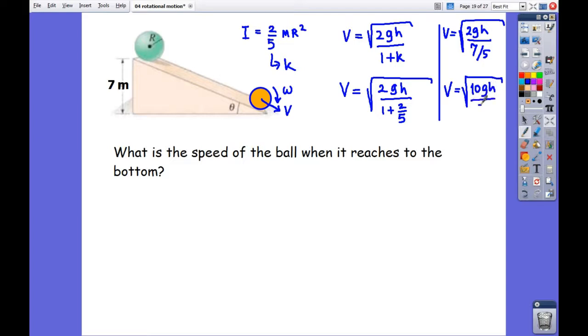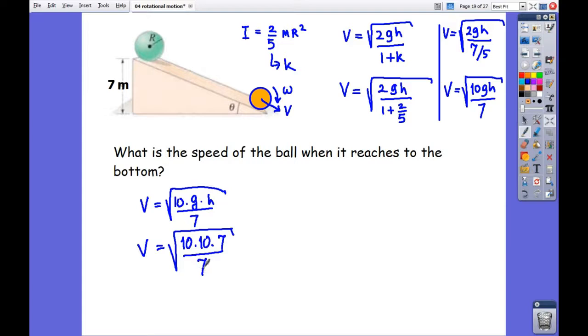Or v equals the square root of 10gh over 7. To find velocity, we use this equation. We know the variables given: g is 10, and the height is 7, over 7. So we can cancel this 7, and then we have the square root of 100, which equals 10 meters per second.